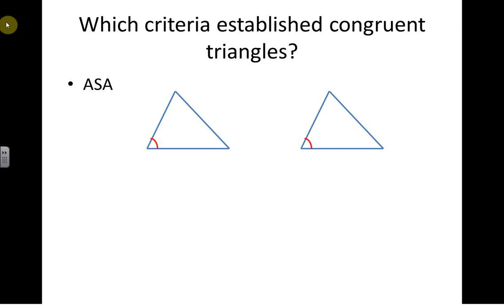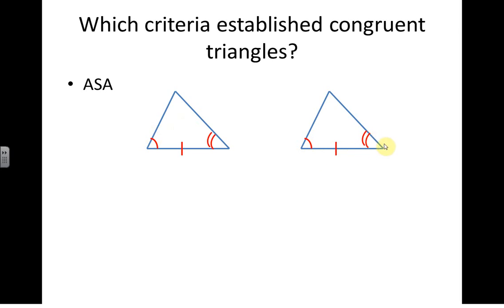So the first is angle, side, angle. These letters are in order for a very specific reason. This means a pair of angles, a pair of sides, and a pair of angles. Notice how the S is in the middle of the two angles, and here the side is touching both angles. That's how you know it's angle, side, angle.